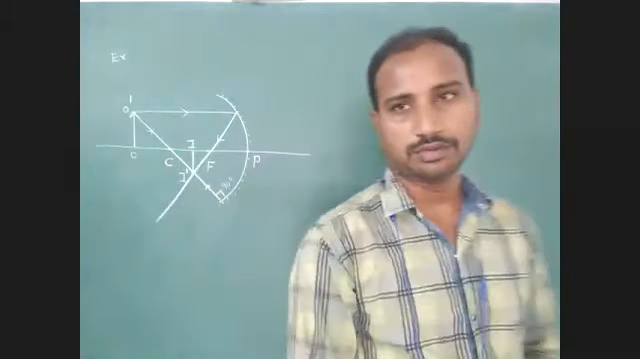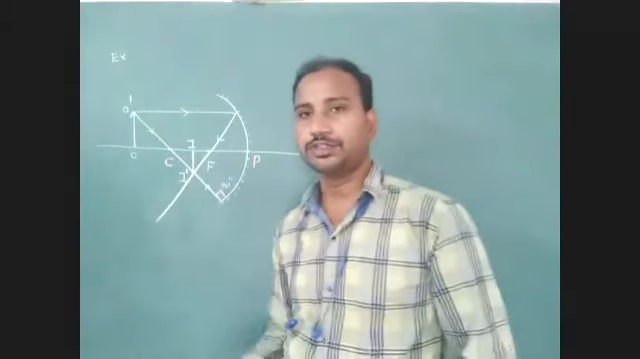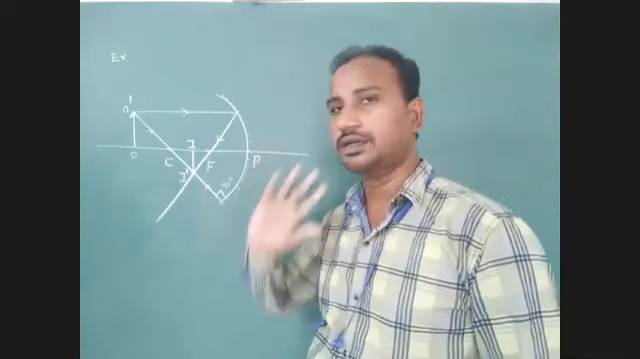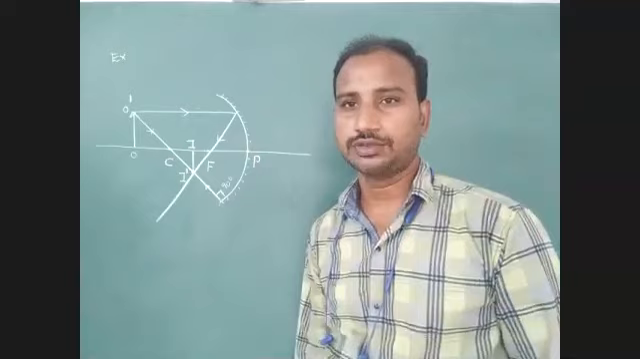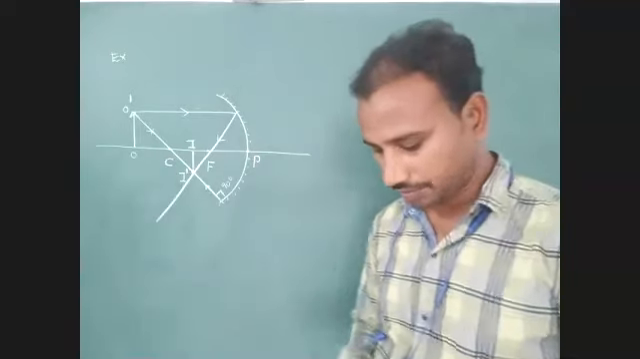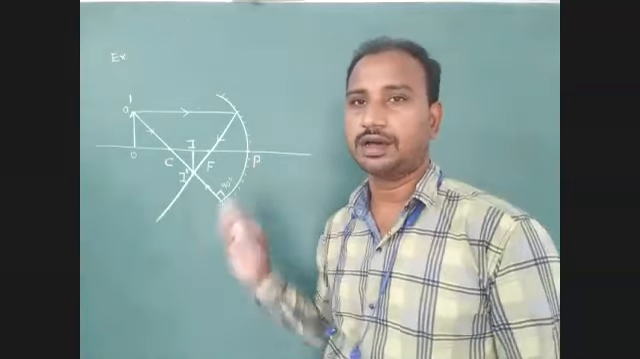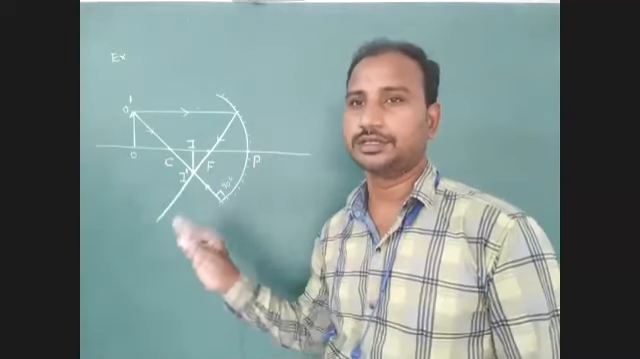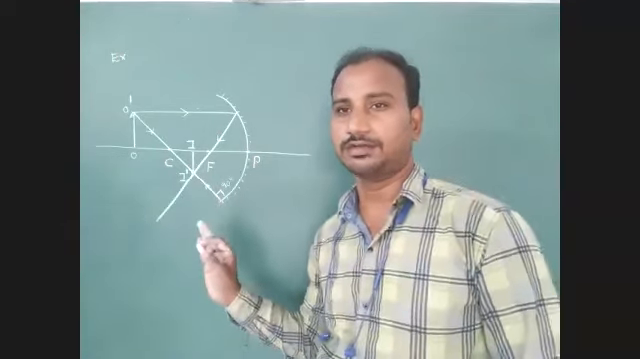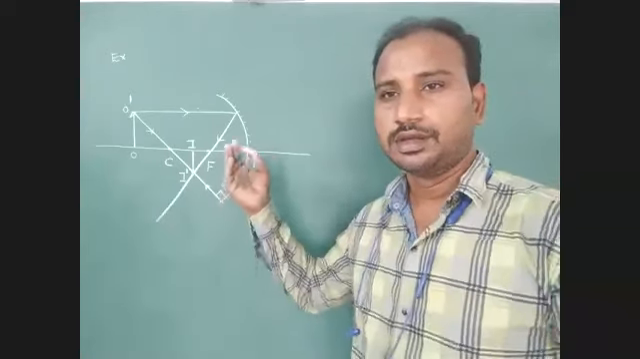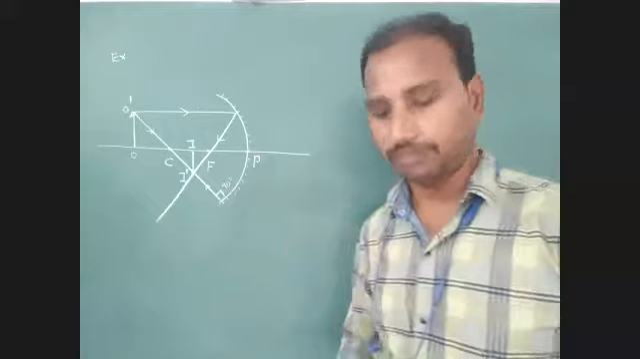Okay, students. Now, where is the position of the image? We consider the position of the image between the center of curvature and the principal focus. Understood? Now, we have to give the sign convention for the object distance, image distance, radius of curvature, center of curvature, and height of object and image height. One by one, we give the sign convention.